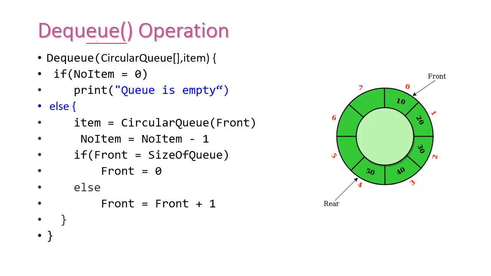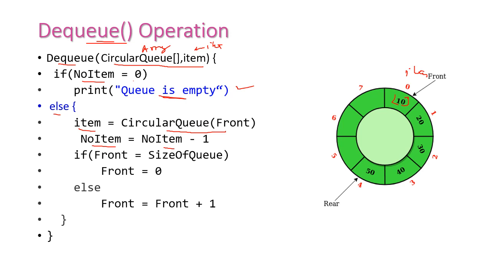And now let us see the pseudocode for the dequeue operation. Dequeue accepts two parameters. First one is this circular queue array, and this is the data item to be deleted. Okay, item. If number of items equal to 0, that means there is no item in the queue, then it will print queue is empty. Else, item equal to circular queue of front. So the circular queue of front will be copied into the item to be deleted, and number of items will be number of items minus 1.